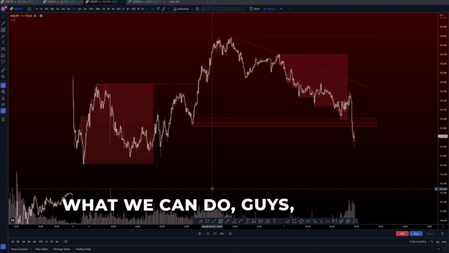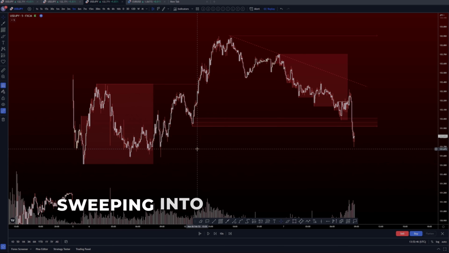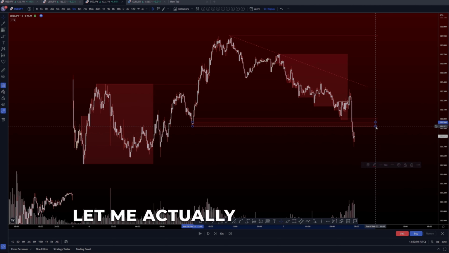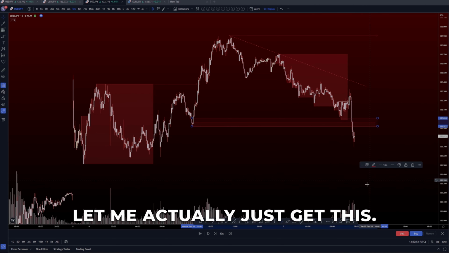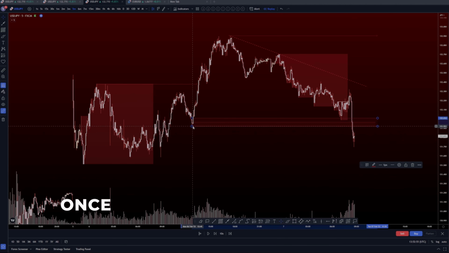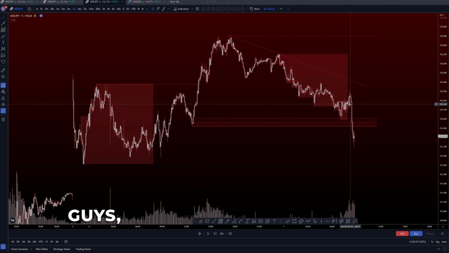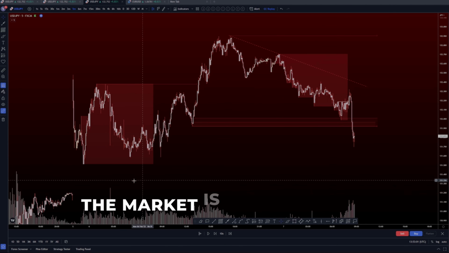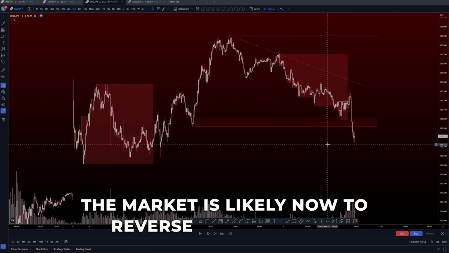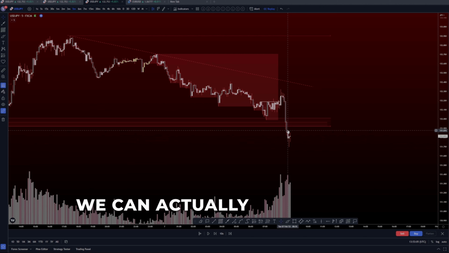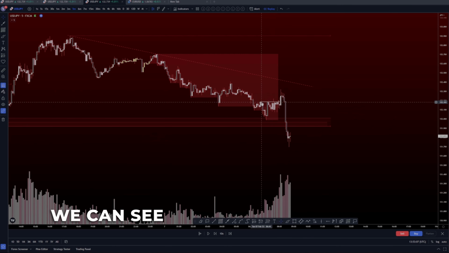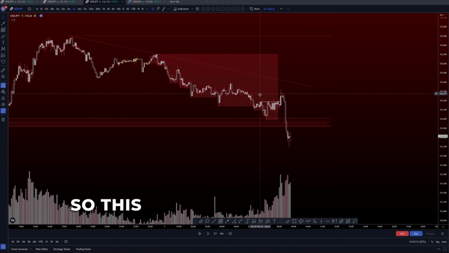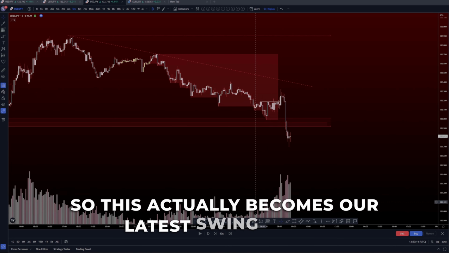You'll actually find this demand zone does break down. But what we can do, guys, now that the market starts sweeping into this liquidity and this swing low, once the swing low is actually broken, we can change our bias. We know that this demand zone has failed. The market is likely now to reverse in momentum. We can follow the market back. We can see that there was a high broken by here, followed by breaks to the downside. So this actually becomes our latest swing point.